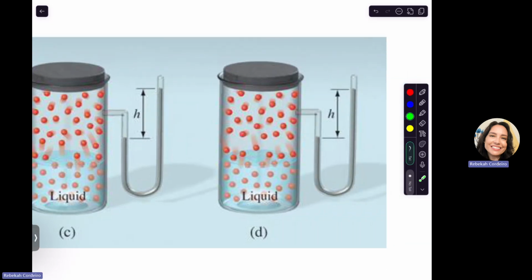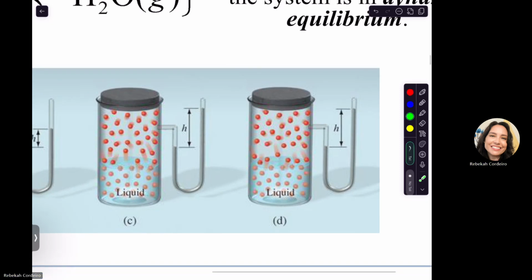And then I guess this one is showing that these two are the same. Once we reach a certain equilibrium, there's no longer any change in the difference in the pressure, but we still have particles going back and forth between liquid and gas. So we've reached equilibrium at this point because in C and D the vapor pressure hasn't changed anymore. It's now in this state where it's going to stay the same as long as we're at the same temperature.